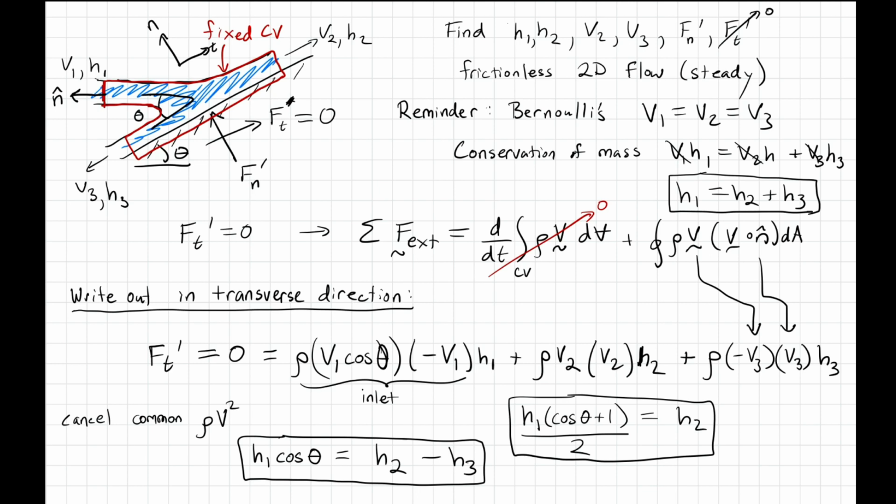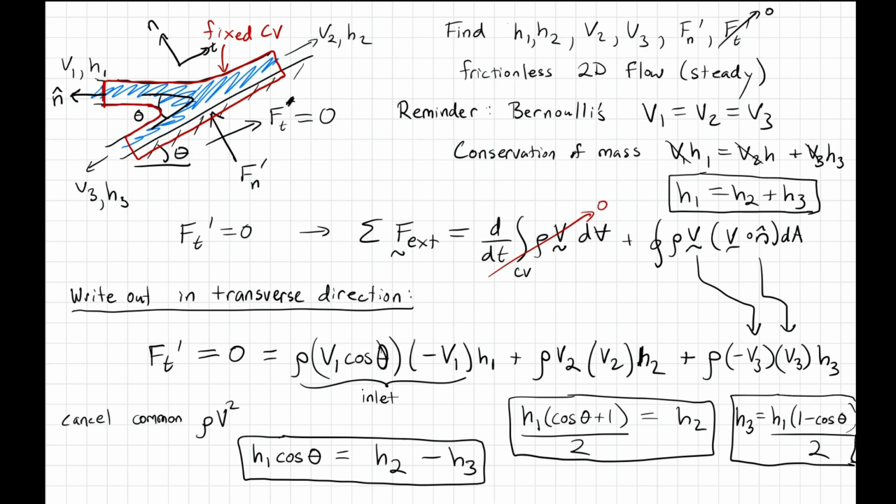And then similarly, if I subtract those two equations, so if I take this equation and I subtract this equation, that'll get rid of, let's see, the h2. So if I subtract the equations, this h2 and this h2 will cancel, but this and this will add. And so you can find pretty rapidly that h3 equals h1 times 1 minus cosine theta, divided by 2.